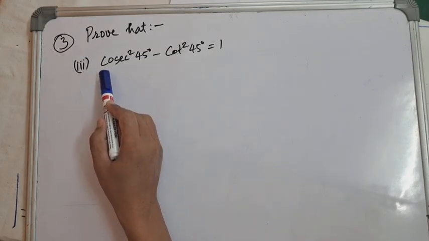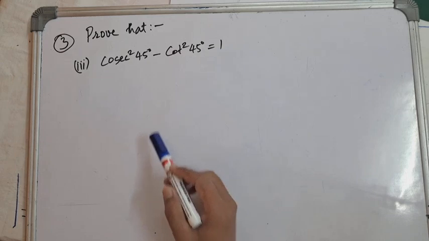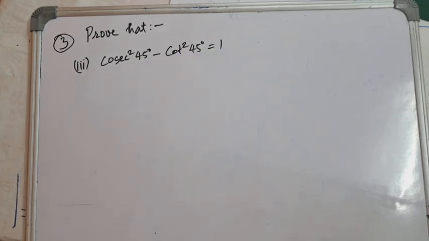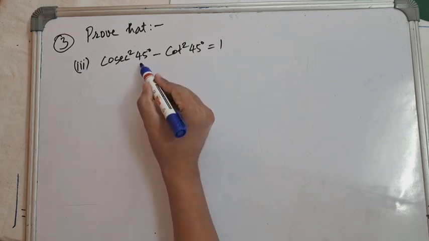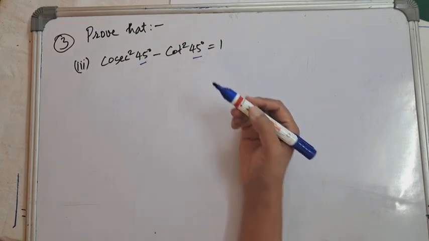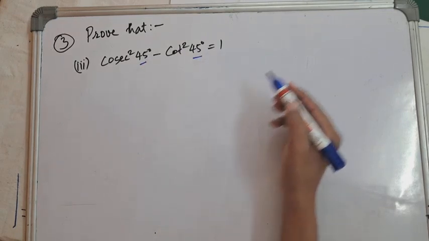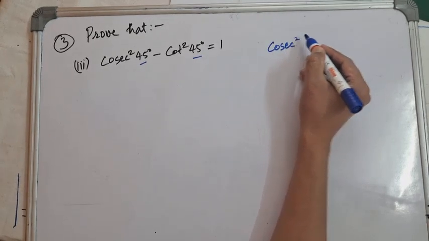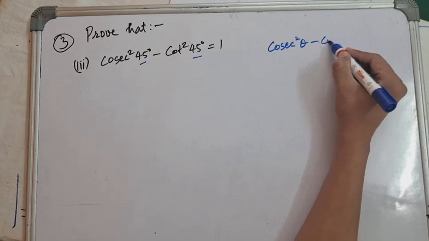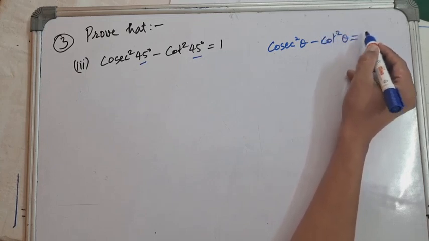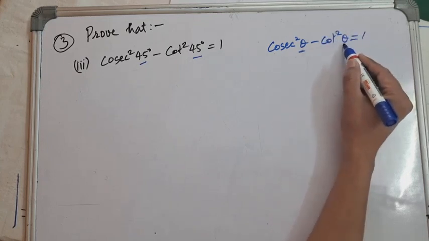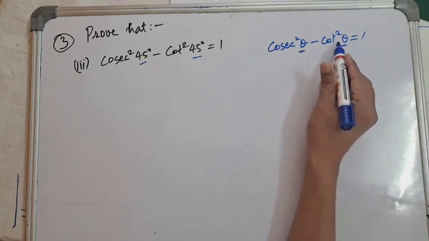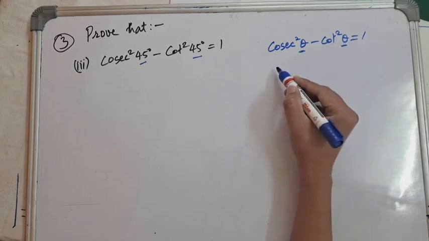So we are asked to prove this equals 1, isn't it? Cosec square 45 minus cot square 45 equals 1. So we can see the angles here, 45 and 45, are same, isn't it? And when the angles are same, we know the formula that cosec square theta minus cot square theta equals 1. When the angles are same, theta theta, this will give us 1. Cosec square theta minus cot square theta is 1. This is the formula, okay?